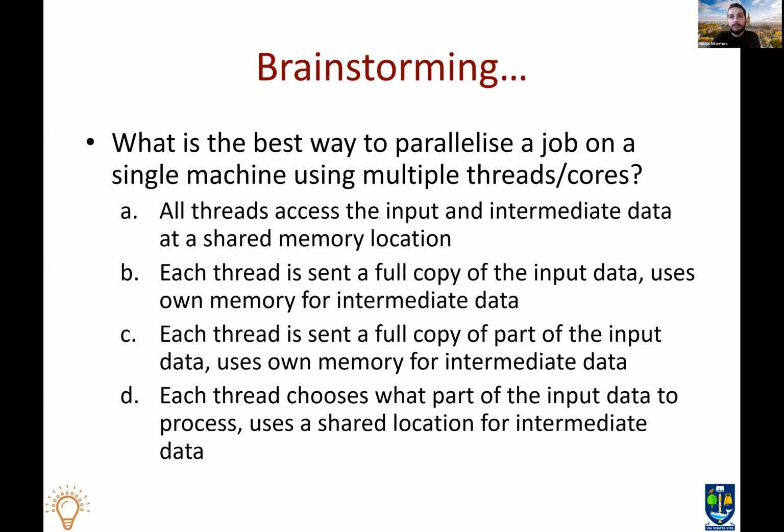And option D is that the thread chooses what part of the input data to process, assuming that the input is in a shared location. It then goes and accesses it and uses a shared location for intermediate data too, right? So what do you think makes the best sense here?